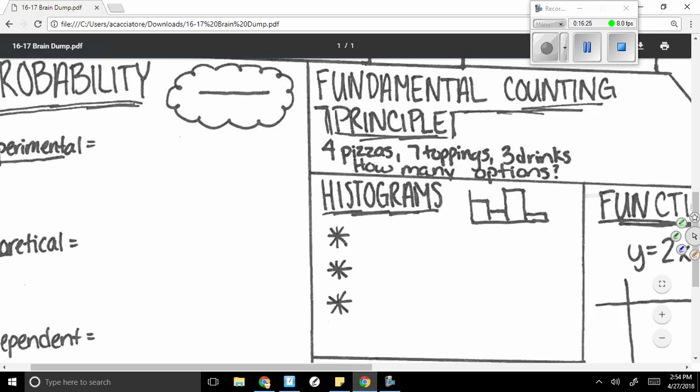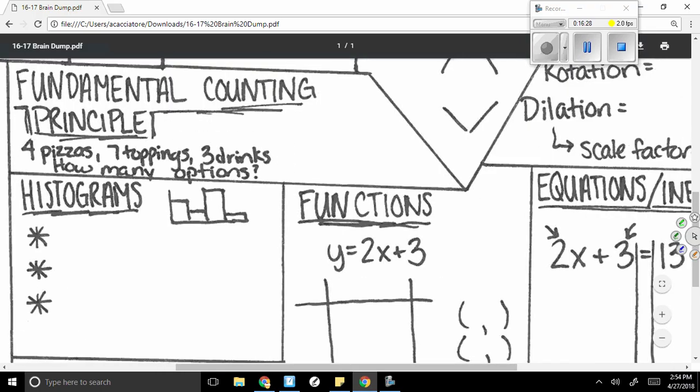Moving up and kind of right smack dab in the middle of our sheet, we have our fundamental counting principle. This is also part of our probability and statistics unit. Remember, fundamental counting principle is all about the multiplication. So for example, if I have 4 pizzas, 7 toppings, 3 drinks, and I'm asking how many different options are there, you want to multiply all of those numbers together. So 4 times 7 times 3 equals 84. So for that example, I have 84 different pizza combos that I can make.